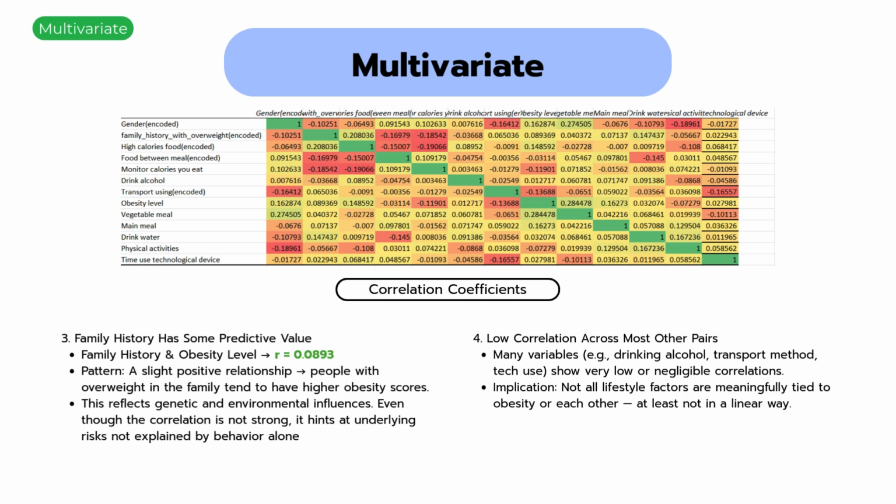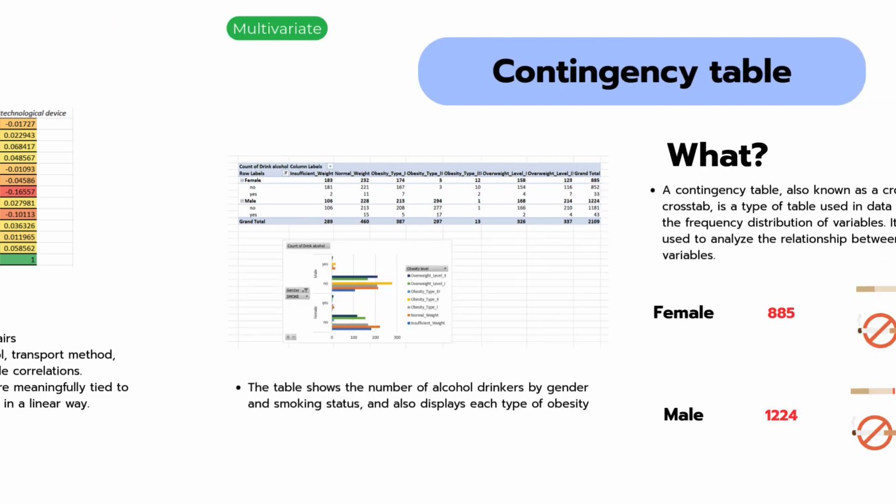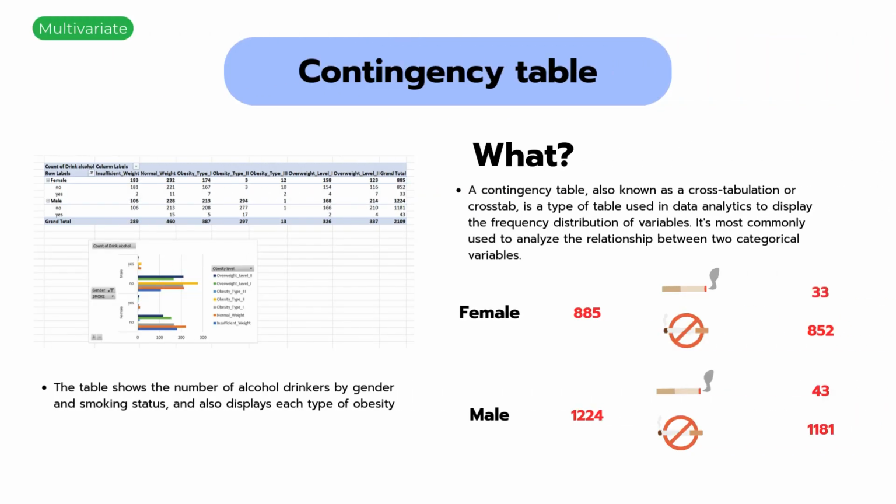Implication: not all lifestyle factors are meaningfully tied to obesity or each other, at least not in a linear way. For the multivariate contingency table, a contingency table, also known as a cross tabulation or crosstab, is a type of table used in data analytics to display the frequency distributions of the variables. It's most commonly used to analyze the relationship between two categorical variables.